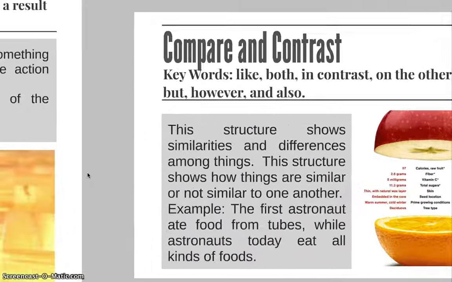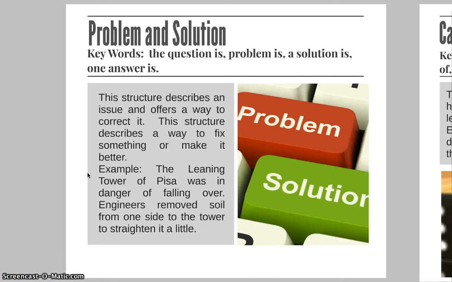Okay, sorry. The next one is problem and solution. This structure describes an issue and offers a way to correct it. It describes a way to fix something or make it better. For example, the Leaning Tower of Pisa was in danger of falling over. Engineers removed the soil from one side of the tower to straighten it a little. So the first part gives you the problem. The Tower of Pisa was falling over. The second part gives you the solution, how they fixed it.